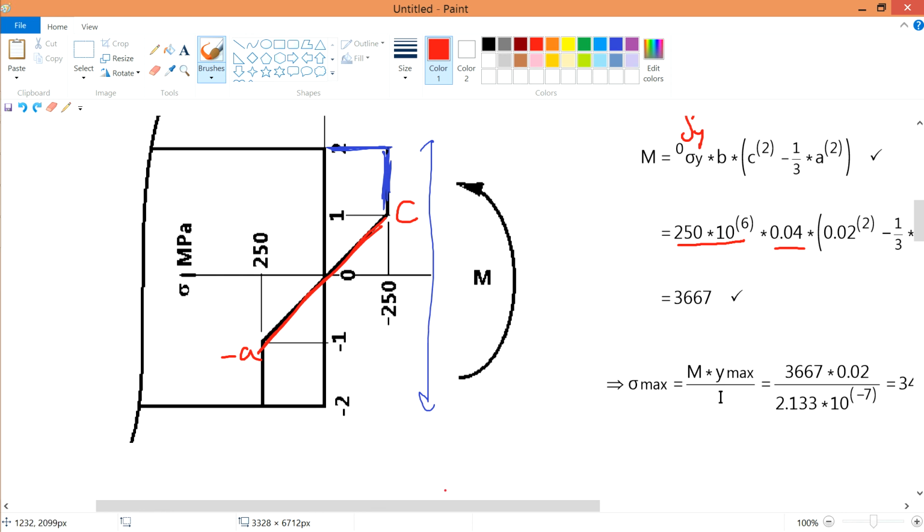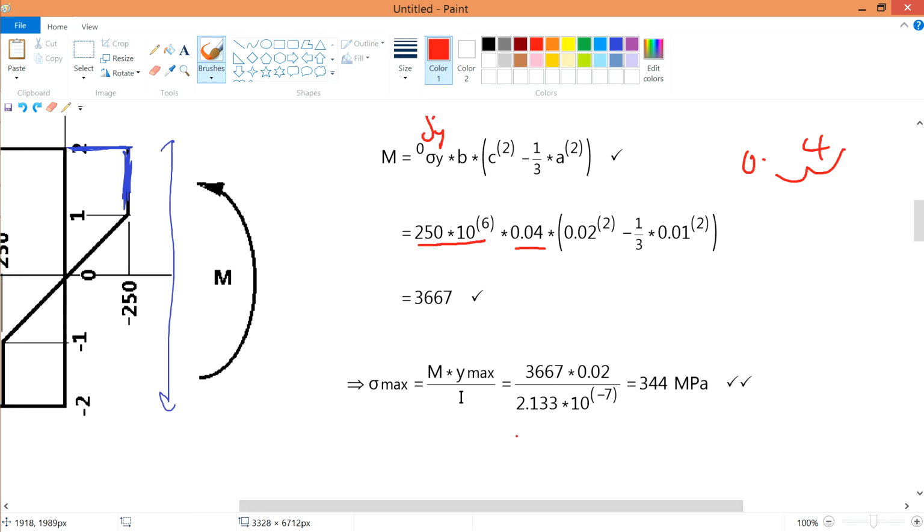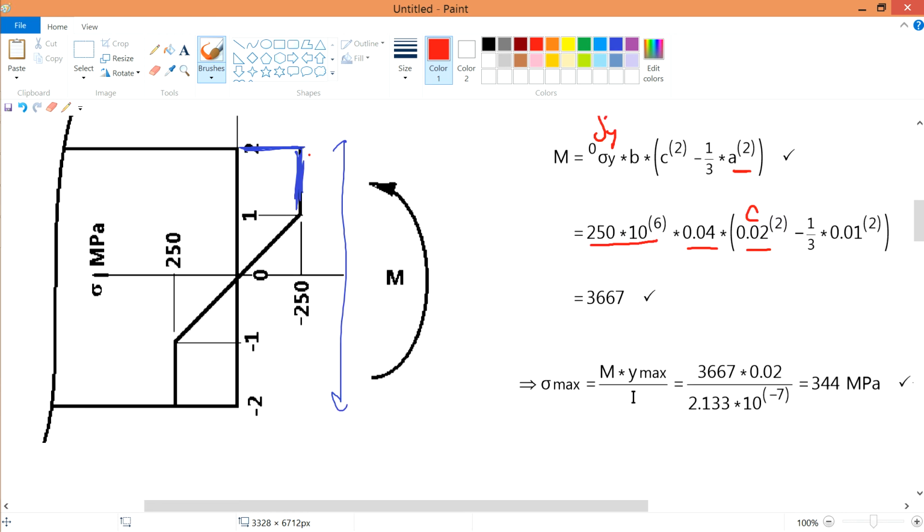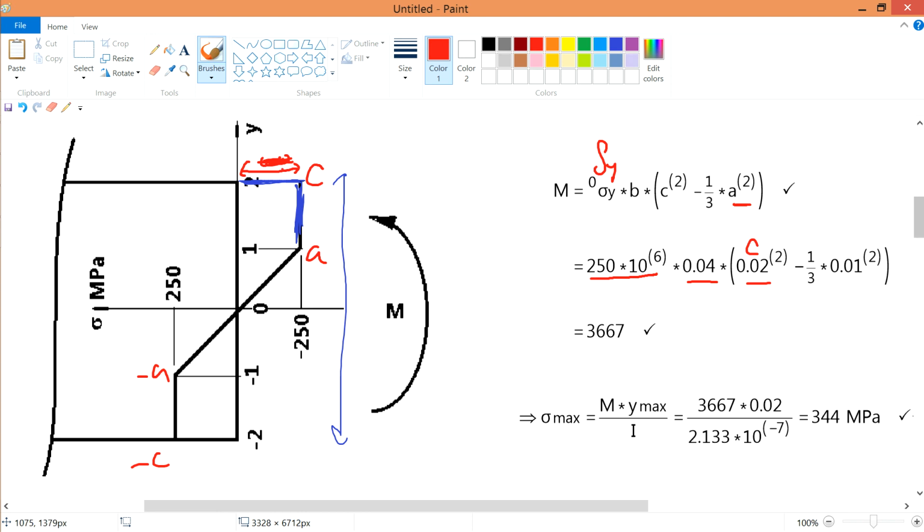I may be wrong over here, as my understanding may not be strong, but this is how I interpret. So however this is just C square, minus 1/3, and then your A square. Where's your A square? If such is the case, I believe that this is C, this is A, this is minus A, this is minus C, and then this whole thing over here should be 0.02. We are still safe, we are still using the understanding that we have done earlier. This is 0.02, this is C.